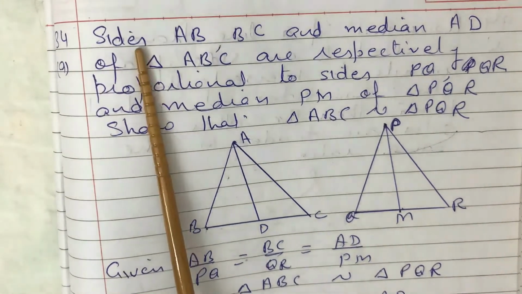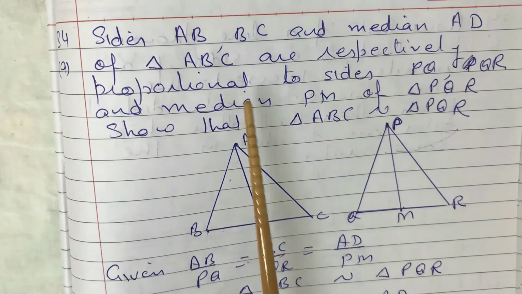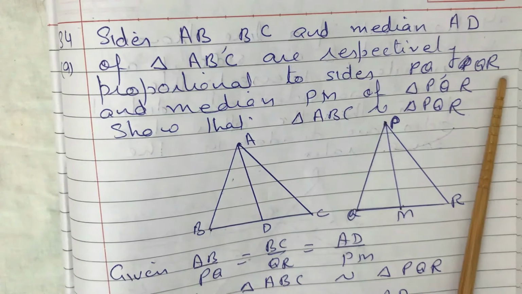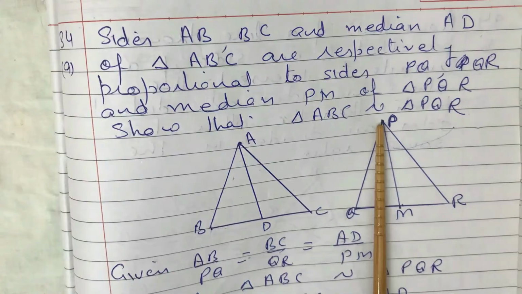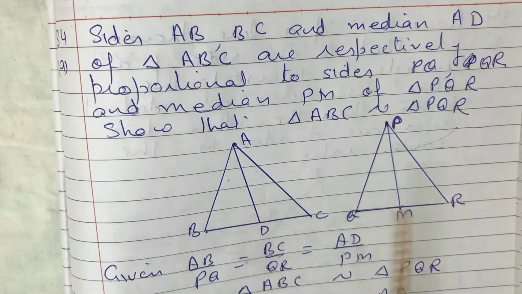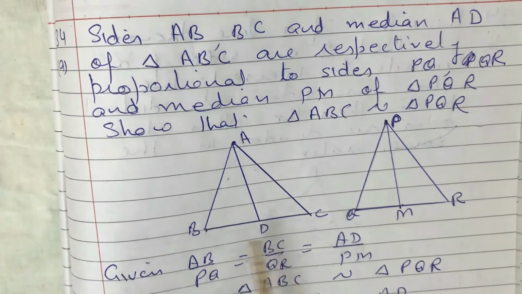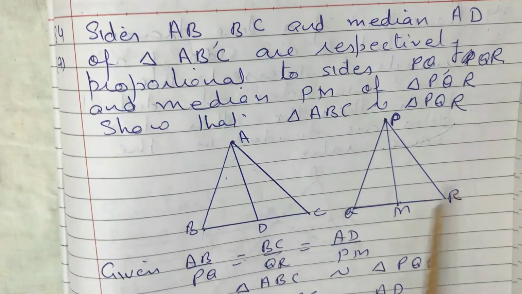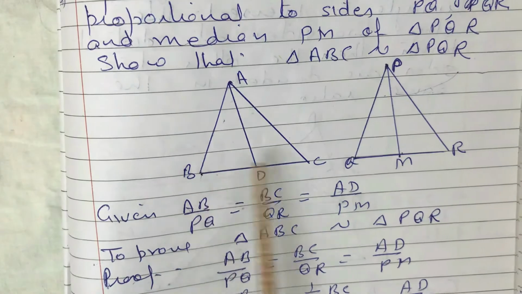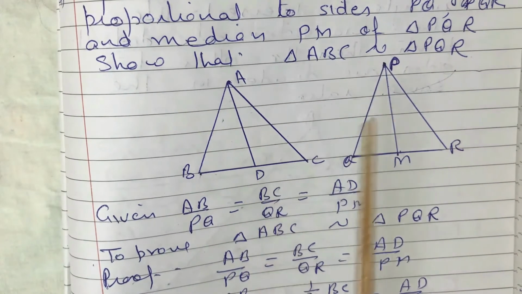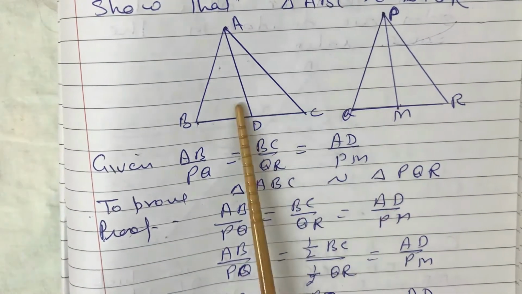34th question A part. Sides AB, BC and median AD of triangle ABC are respectively proportional to sides PQ, QR and median PM of triangle PQR. Show that triangle ABC is similar to triangle PQR. Now these are two triangles. Here this is ABC, this is PQR, AD is the median of this triangle, PM is the median of this triangle. Now what is given? It's given AB upon PQ is equal to BC upon QR is equal to AD upon PM. So this is given to us and we are to prove these two triangles are similar.